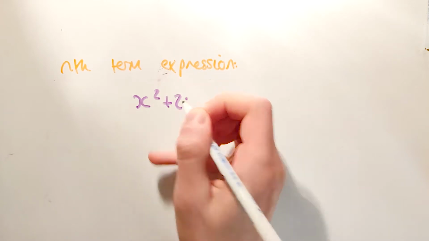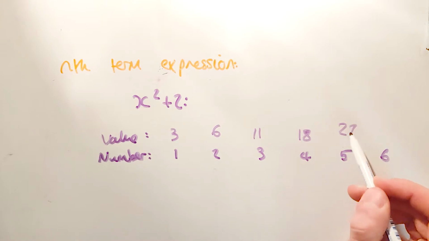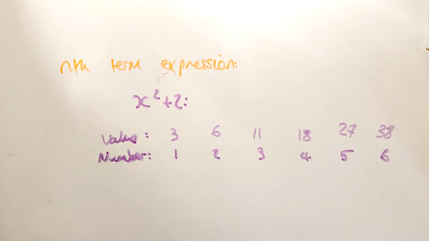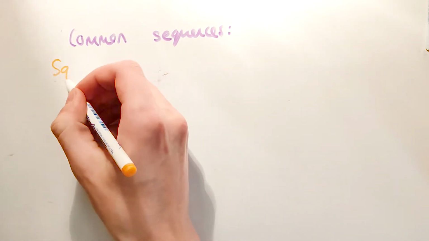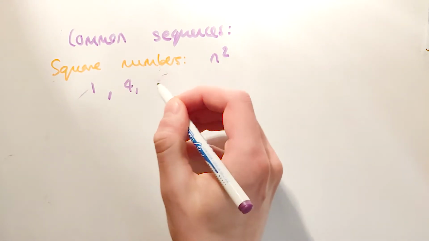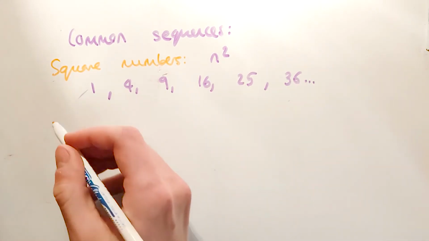Sometimes the nth term expression will be quadratic. This is no different, just substitute in the term number to get the term value. There are some common sequences you'll have to know and understand. The first one is the square numbers, which has an nth term expression of n squared. This is simple, just square the term number.